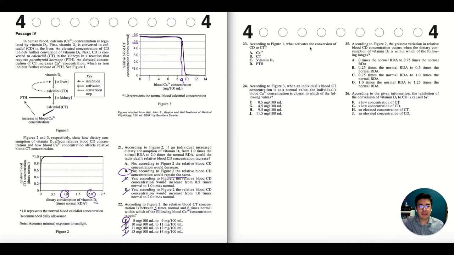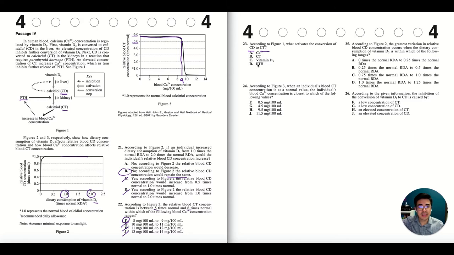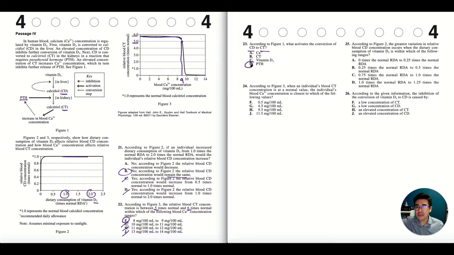According to figure 1, what activates the conversion of CD to CT? Okay, figure 1, CD, CT. Something's causing it in the kidney. Oh, there's this key. Inhibition. Activation, black arrow. PTH. Activation. Okay, yeah, PTH. PTH up here. Yeah, it says it in the passage too. It's a reaction that requires... it doesn't say activate. Okay, whatever.